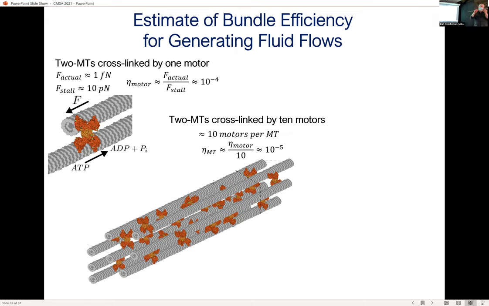When you think of a bundle as being a rod that's extended, the amount of fluid that this rod moves is very insensitive to the diameter of the bundle, right? To some zeroth order approximation, you can say it basically doesn't depend on the diameter of the bundle. So that was what I'm trying to say.